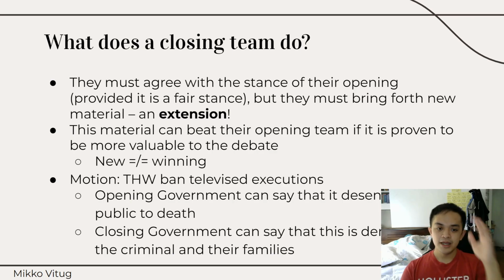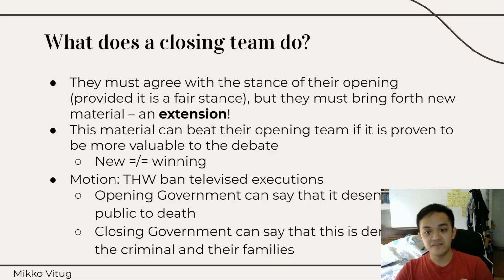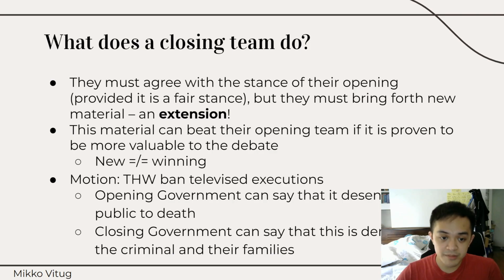So, for example, let's say you have the motion, this House should ban televised executions. Opening government can say that it desensitizes the public to death when they are exposed to televised executions over and over again. Now, closing government can say that this is possibly demeaning and dehumanizing to the criminal and their families. Note here that these are both in support of a ban because televised executions do some kind of harm, whether to the public, like an opening government, or to the private criminal and their families.